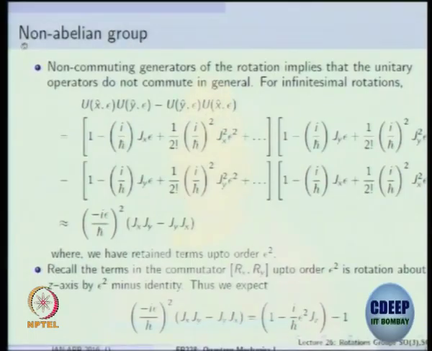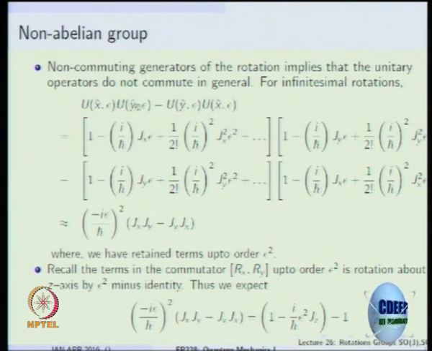So you redo the exercise which I did for R about x-axis with epsilon angle and R by the same angle about y-axis, and keep terms up to order epsilon squared. Okay. Please redo this. If you keep terms up to order epsilon squared, you will see that you get commutator. This is nothing but it's a commutator of Jx, Jy.